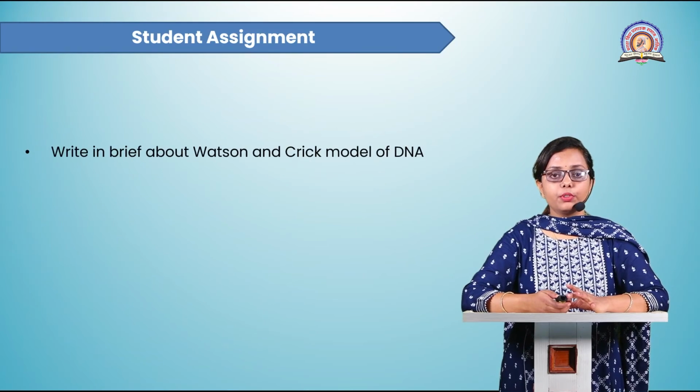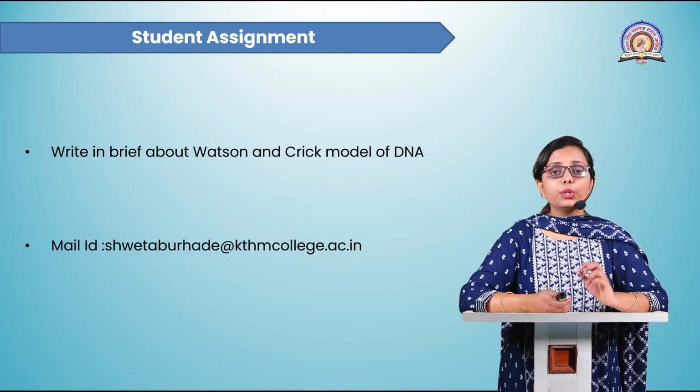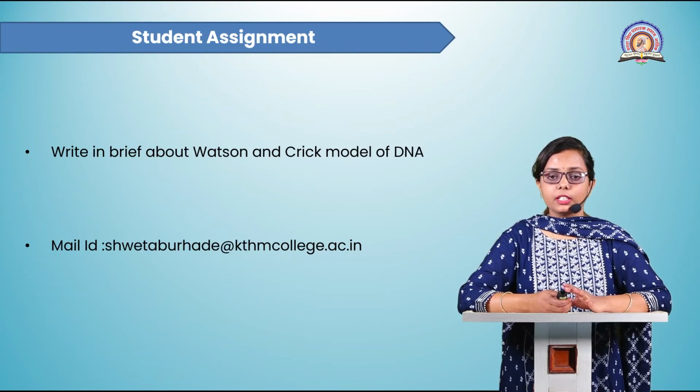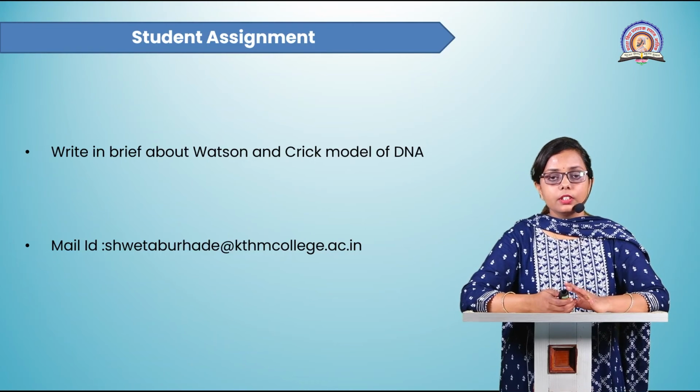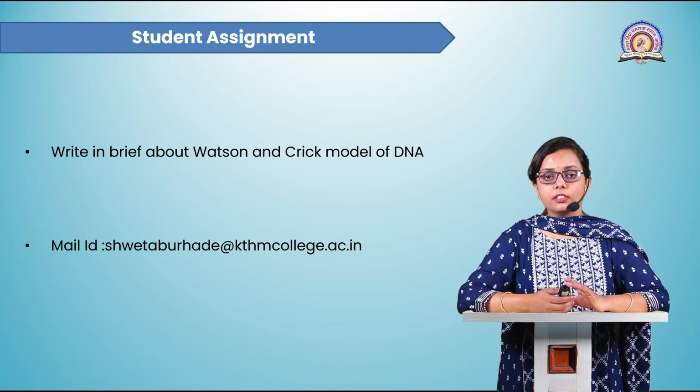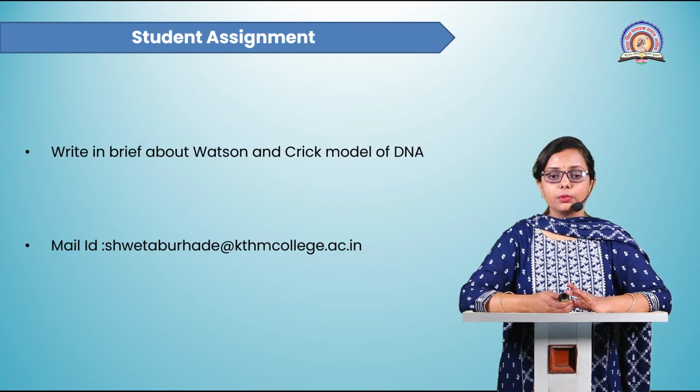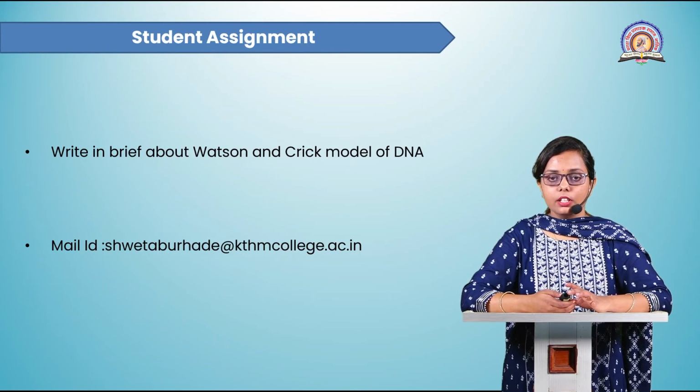So the assignment for you is to write in brief about the Watson and Crick model along with the diagram. Okay, and you are going to send me this assignment at my mail ID, which is shwetaburade@ktshmcollege.ac.in.